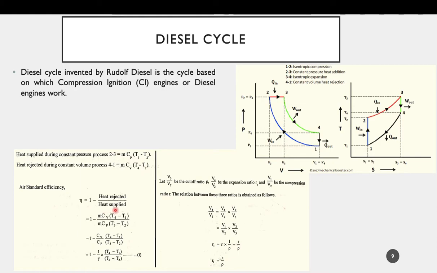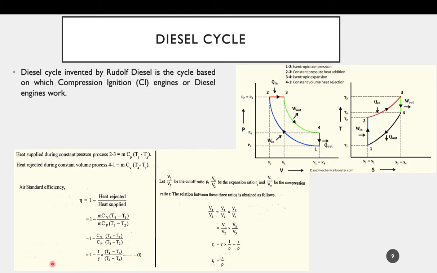So substituting the same in the expression for efficiency, we get 1 minus mCv (T4 minus T1) by mCp (T3 minus T2). m is common, you can cancel out. Now Cv and Cp are there. We know that Cp by Cv is gamma, and Cp minus Cv is R. Here it is Cv by Cp, so you can write it as 1 by gamma. So instead of Cv by Cp, I have written 1 by gamma because Cp by Cv is gamma. So 1 minus 1 by gamma, gamma is the index of adiabatic expansion, into (T4 minus T1) by (T3 minus T2). Now that is in terms of the temperatures at state points 1, 2 and 3.